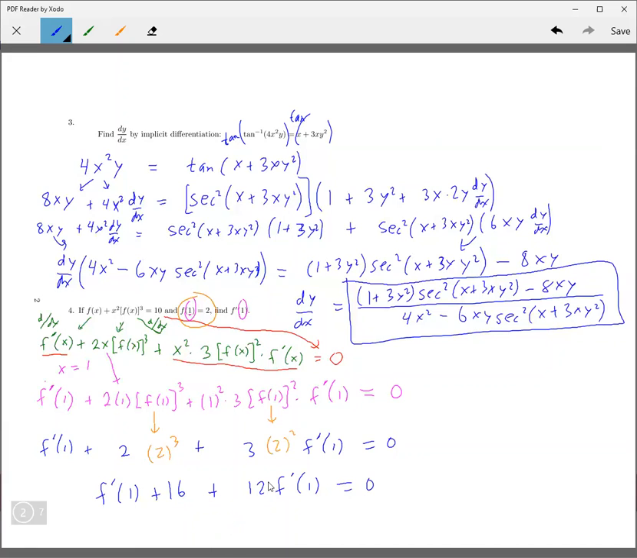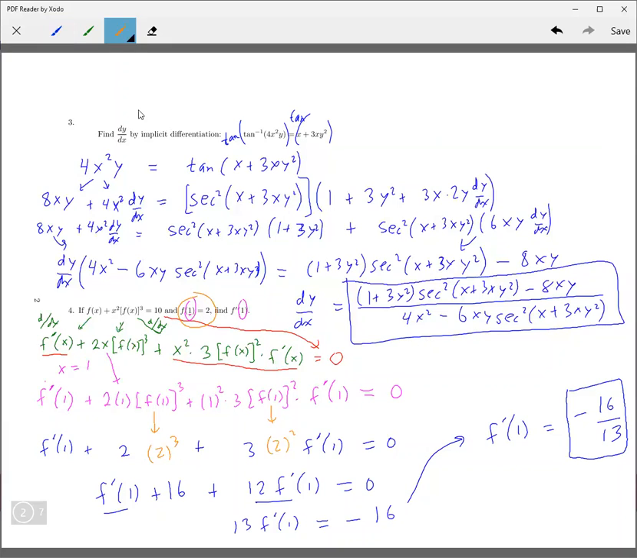Now we can take the 16 to the other side, and combine these two. This and this is going to be 13. Take this over there, it becomes a negative 16, and f prime of 1 is negative 16 over 13. Okay, that's a much easier answer to put in than this one, don't you think? Sorry, where'd you get the 13 from? The 13? Oh, okay, I see. So it's 12 f prime and f prime. 12 and 1, yeah.